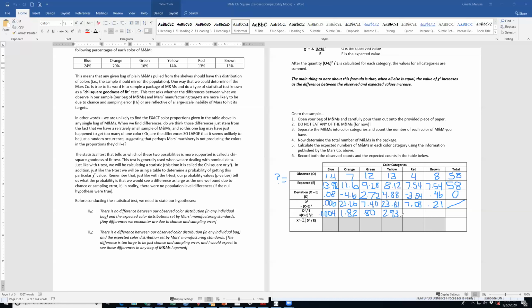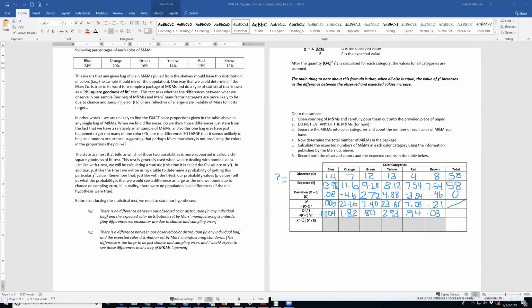7.08 divided by 7.54 is 0.94, and 0.21 divided by 7.54 equals 0.03.